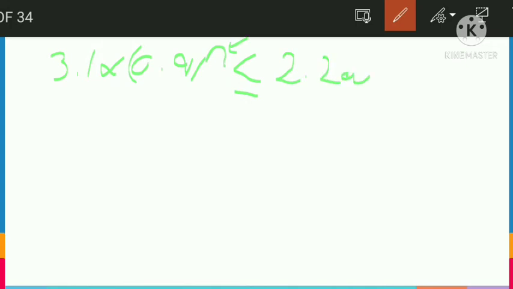Yes friends, in the next part we have to find the number of collisions after which it will not be able to come out. So let me write one equation: 3.1 into 0.9 to the power n is less than or equal to 2.2 electron volt. Here n represents the number of collisions. If it gets smaller than this value, then the electron will ultimately not be able to come out.